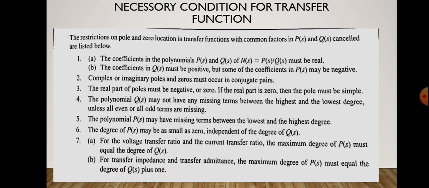Now, the current transfer ratio is the ratio of different currents such as I1 of s by I2 of s. The voltage transfer ratio is the ratio of voltages V2 of s by V1 of s or V1 of s by V2 of s. For the voltage transfer ratio and current transfer ratio, the maximum degree of P of s must equal the degree of Q of s. Similarly, for transfer impedance or transfer admittance, which is the ratio of voltage and current, the maximum degree of P of s must equal the degree of Q of s plus 1. So these are the necessary conditions for the transfer function. That's all about this topic. Thank you.